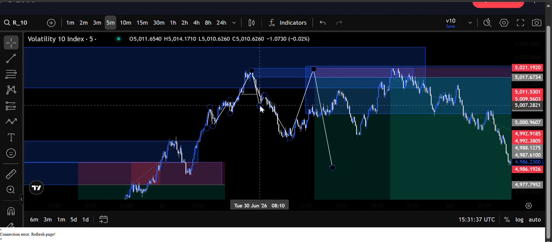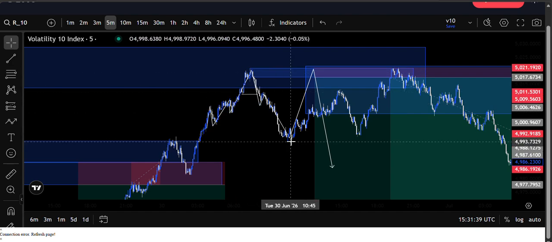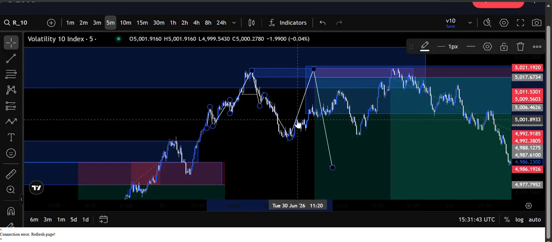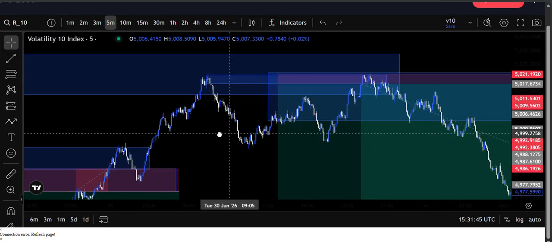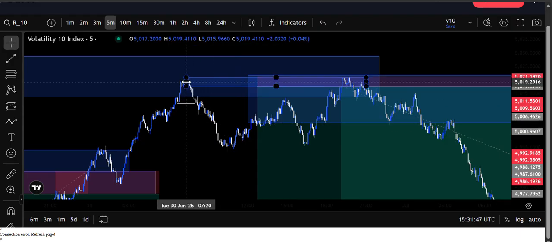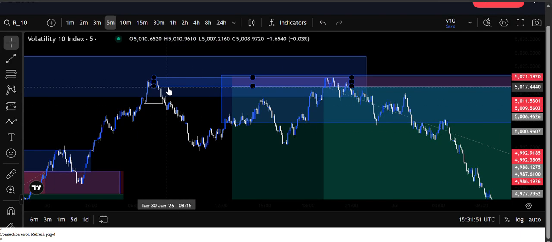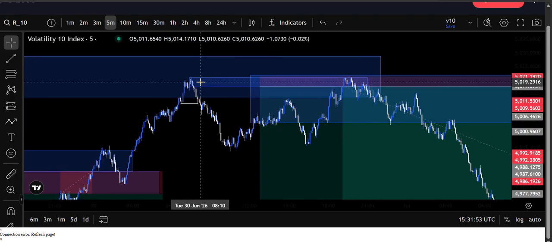But we would have, after this break of structure, had it been price got into this zone, would have sold. But price broke structure, you see, retraced, broke another structure, and then it finally got into our zone, and then we took our sell. So you see how it was so clean and clear. So this is that little order block in the 5-minute time frame.